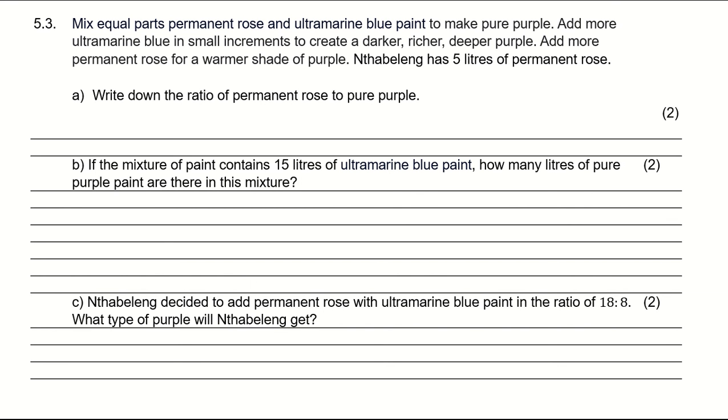Now, Ntabeling has 5 liters of permanent rose. A wants us to write the ratio of permanent rose to pure purple.